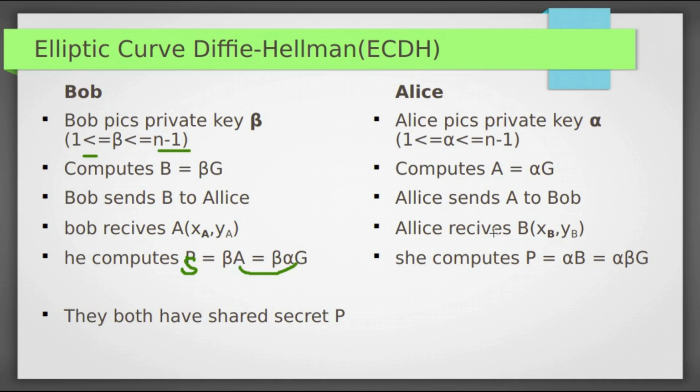Similarly, Alice receives Bob's public key. It is xb comma yb. She computes shared secret S. It is equal to alpha into B. B is Bob's public key. It is beta G. So S equals alpha into beta into G. They both have shared secret S.